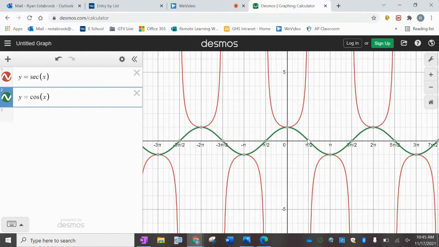Why are these asymptotes where they're at? Well, on this green cosine curve, the cosine of pi over 2 is 0. Since secant is the reciprocal of that, the reciprocal of 0 is undefined. That's what's leading to this vertical asymptote in there. So anywhere cosine was 0 is where the asymptote is going to be for the secant curve.